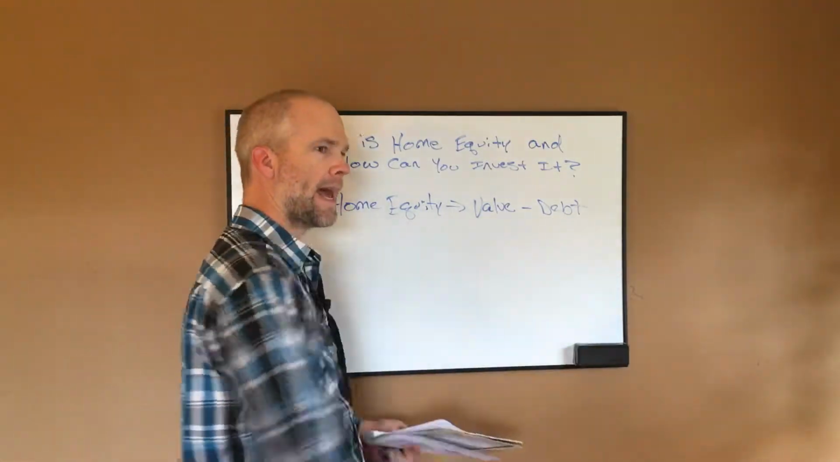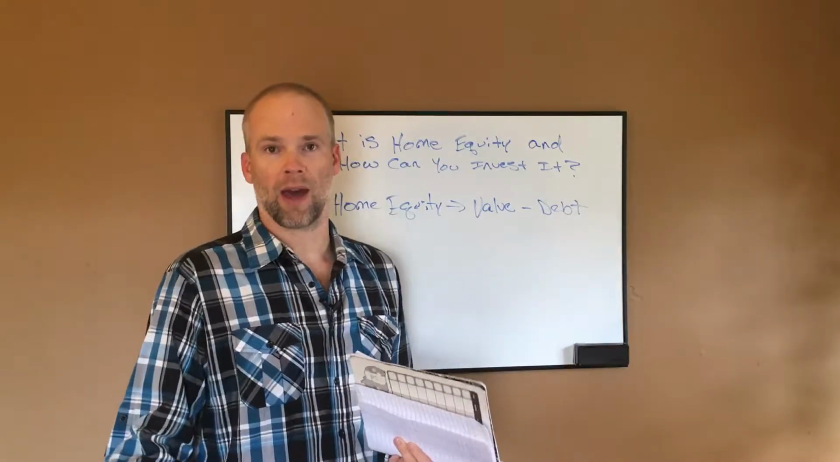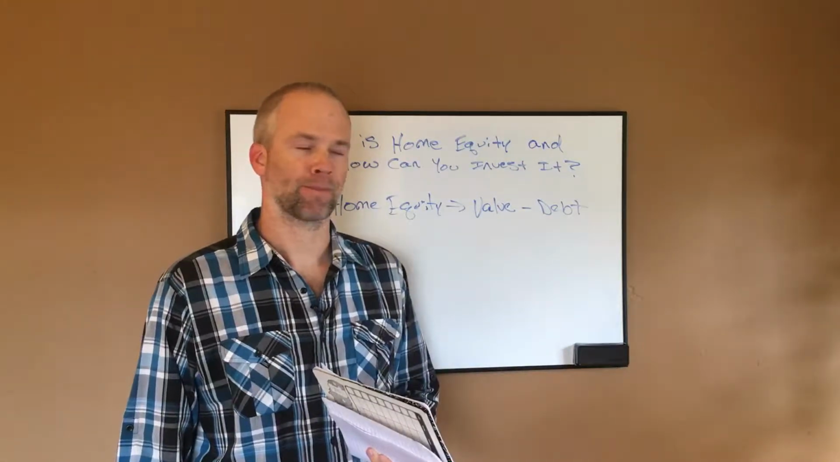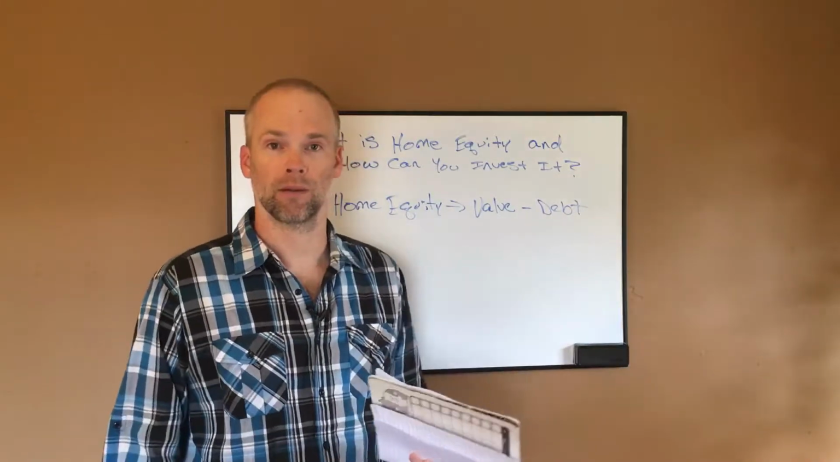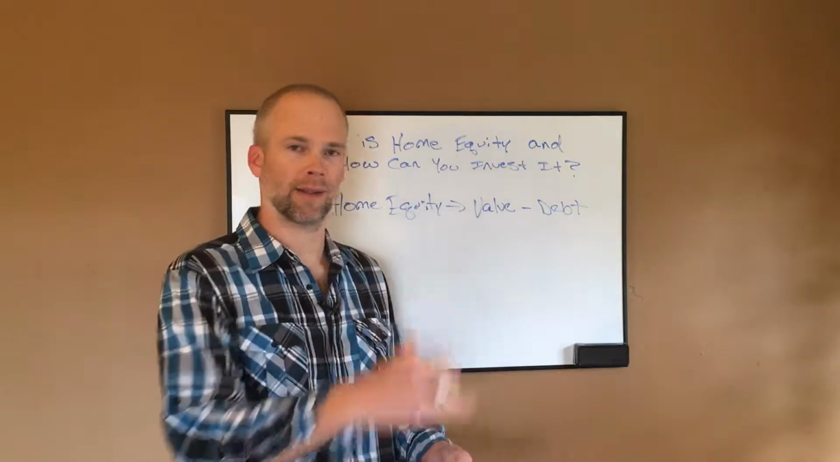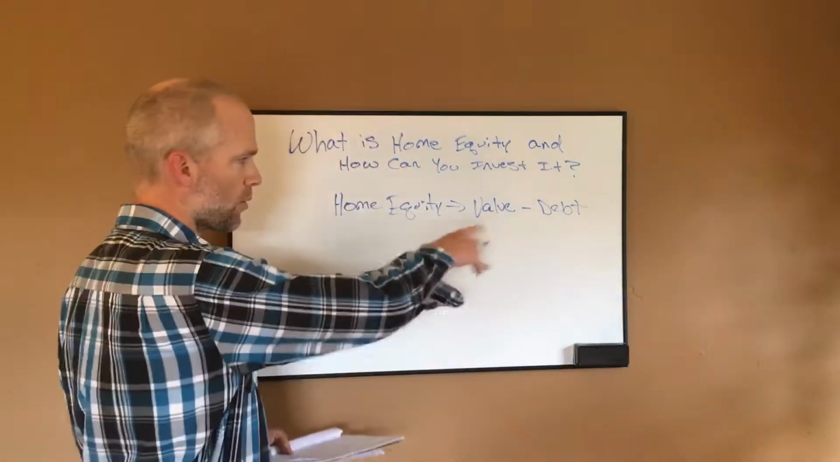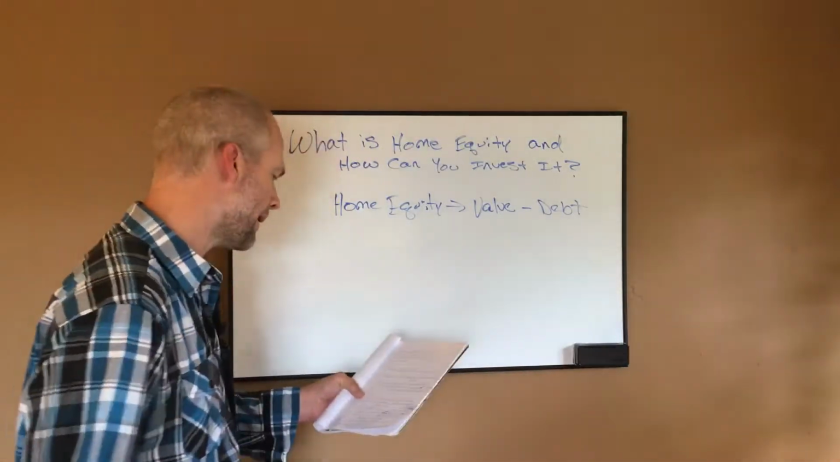And then you've got the debt, which is what you owe on your mortgage if you have a mortgage. If you don't have a mortgage, the value of your property is your equity. You own the property outright. All of the value is considered your equity. So that's equity. What your property is worth minus what you owe on it.